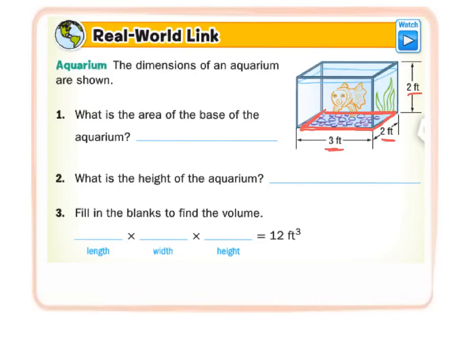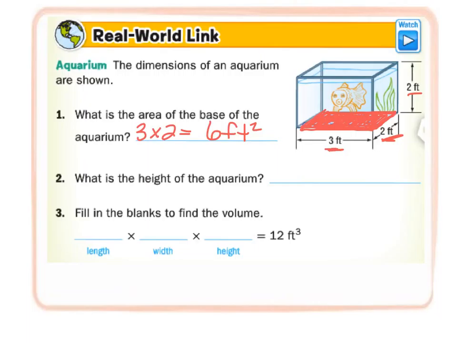Well, I know it's 3 by 2. And in the last chapter, we learned about area of rectangles, and it was just length times width. So 3 times 2 equals 6 feet squared. So this whole area is 6. If I stuck 6 1 by 1 foot cubes in there, I could fit 6 of them. Okay, so that's just the base.